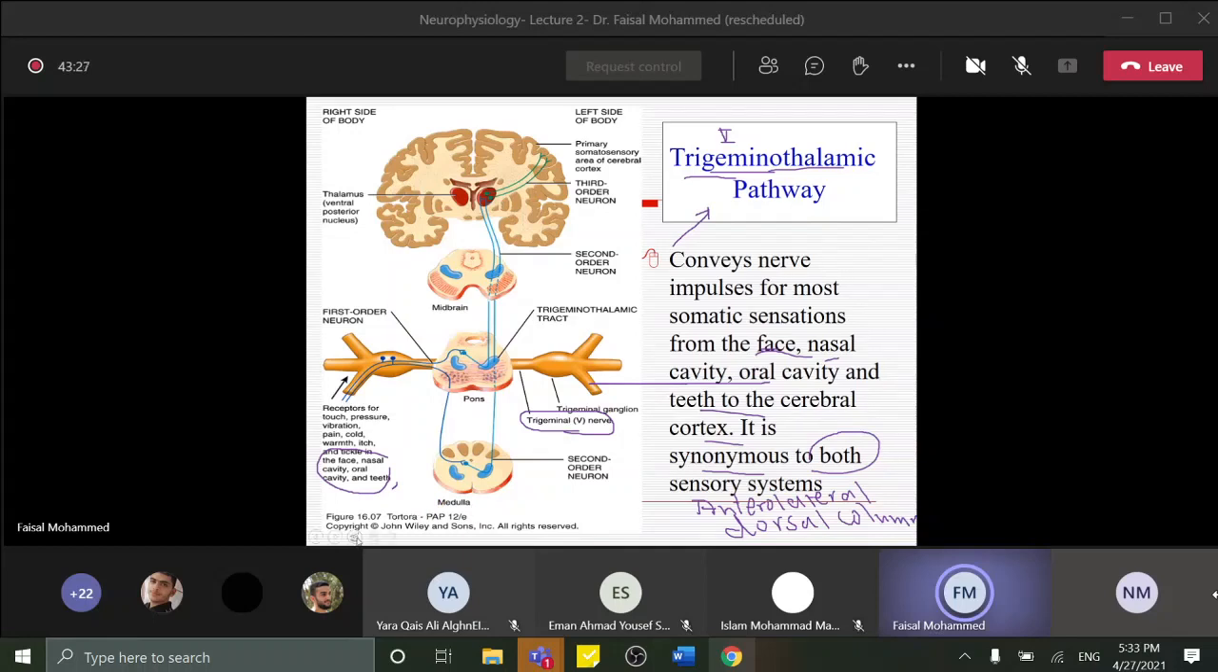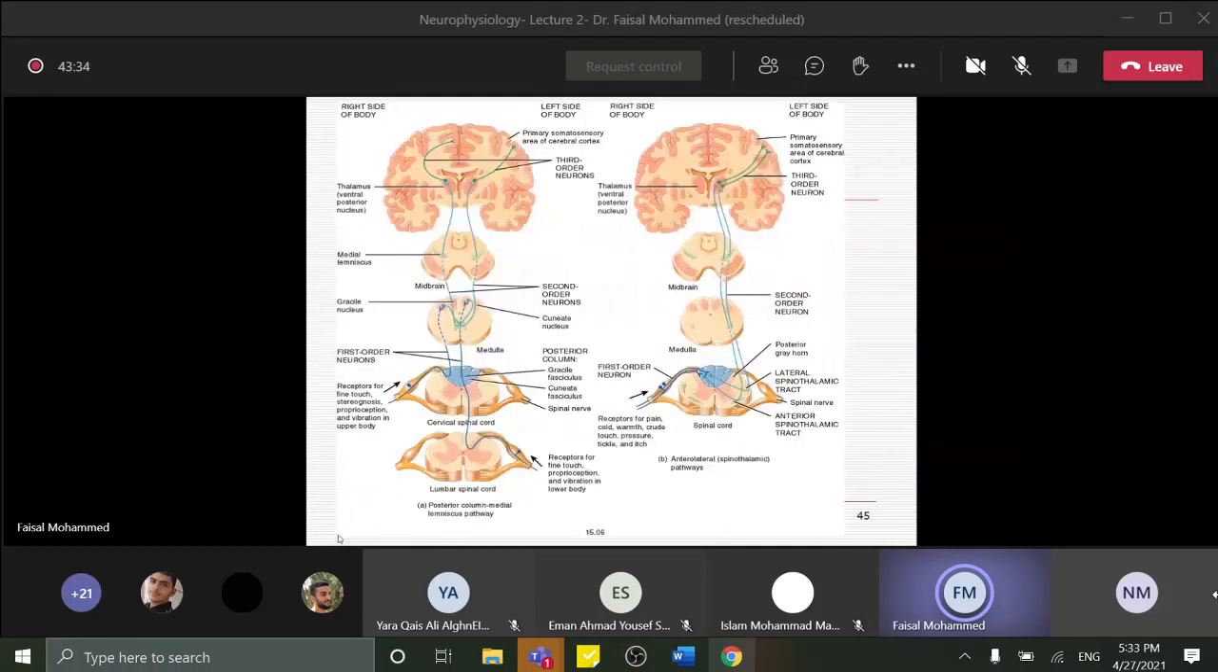Both pathways. If there is any question, please just give me a hint that you want to ask. This is the two pathways. This is the posterior or dorsal column, and this is the anterior lateral spinothalamic pathway.